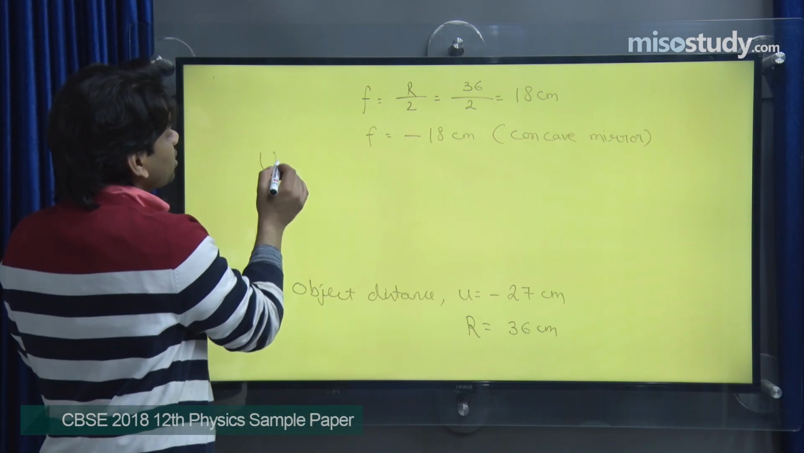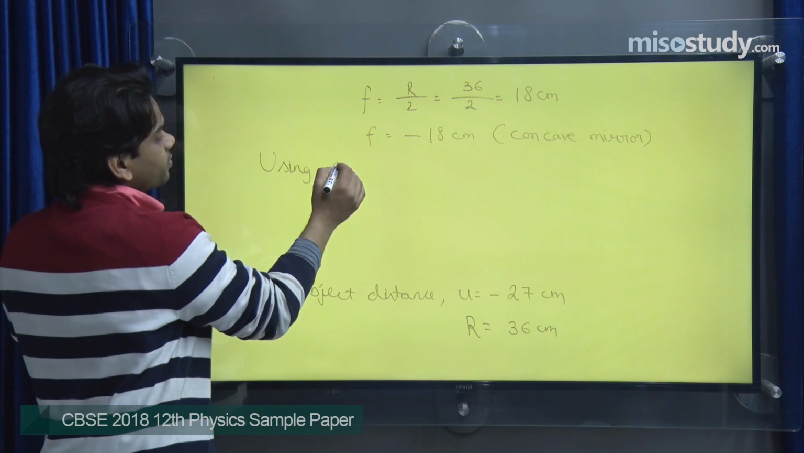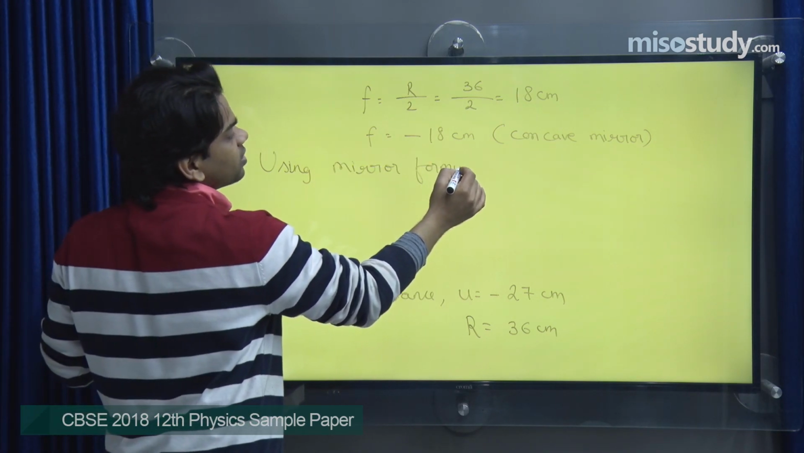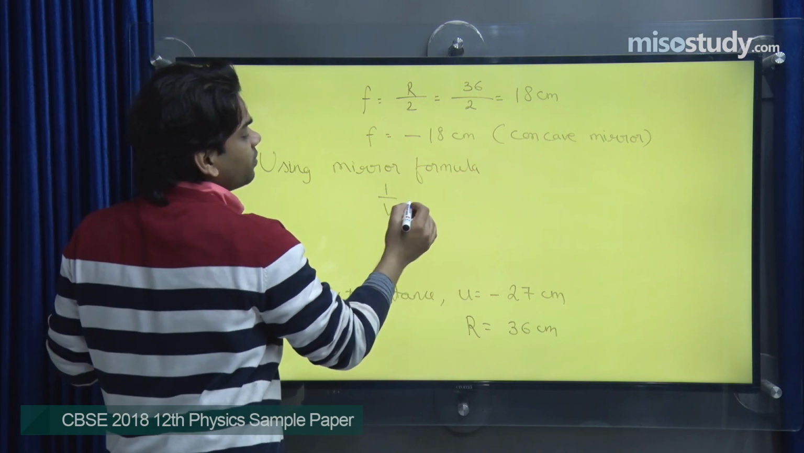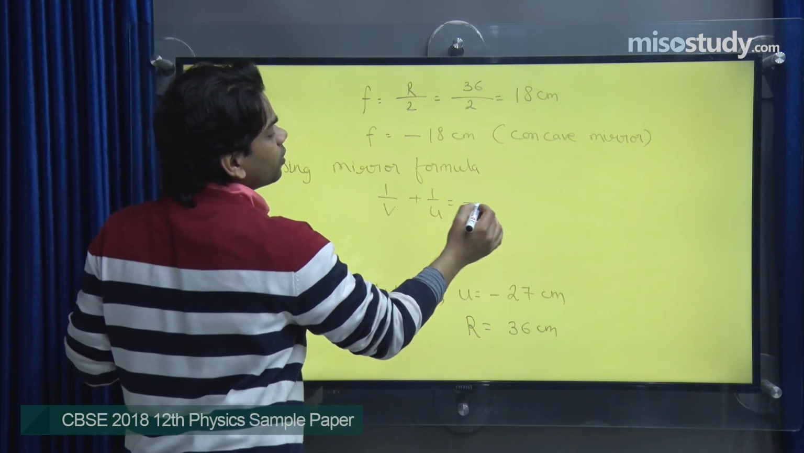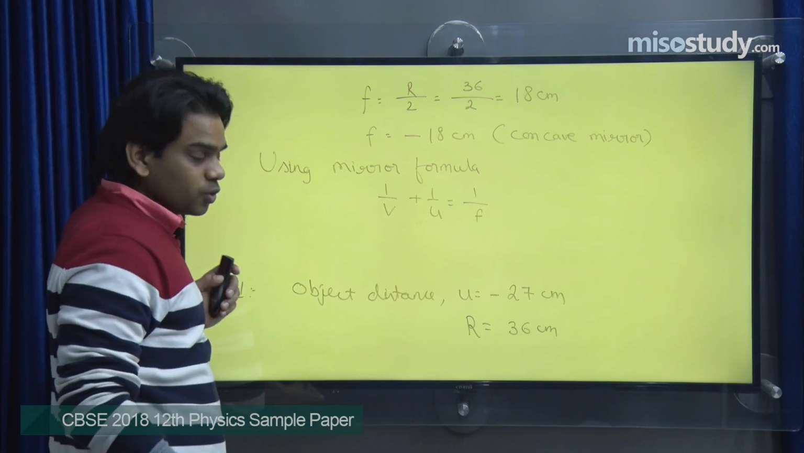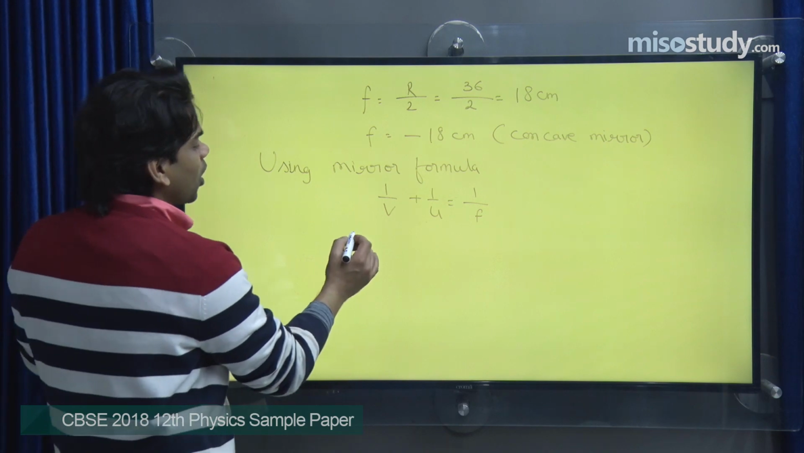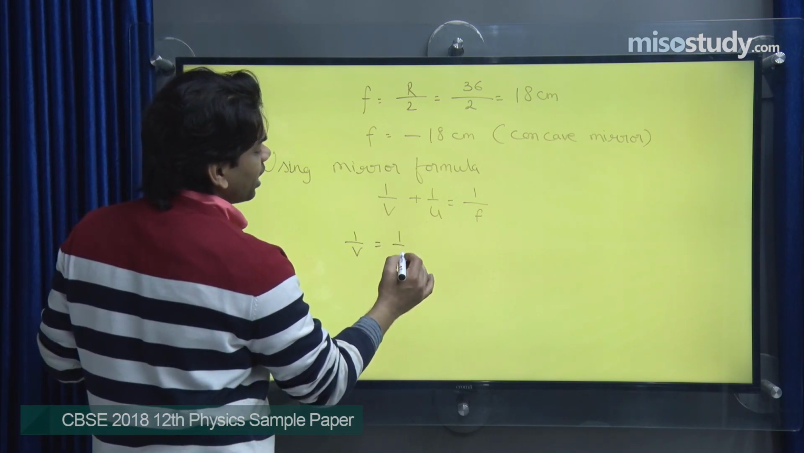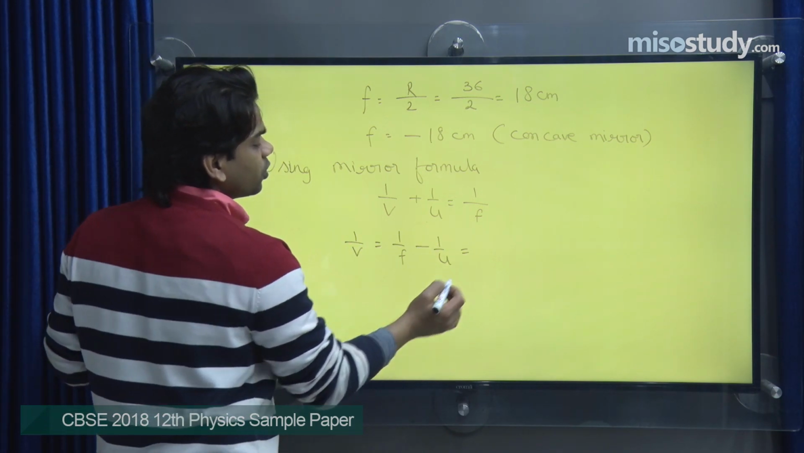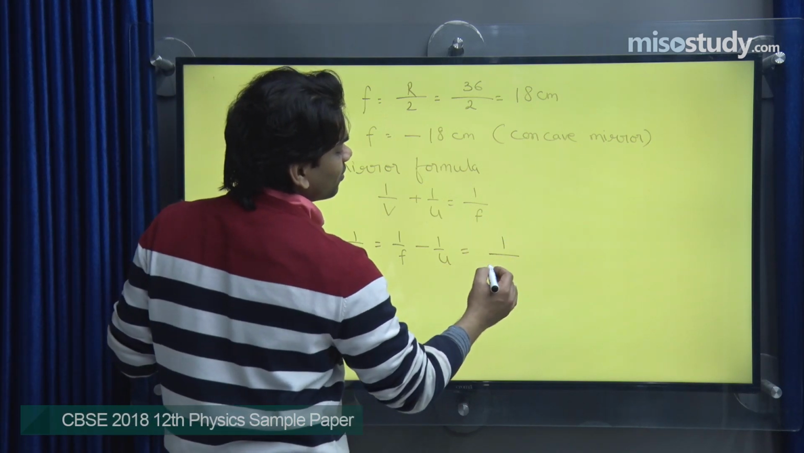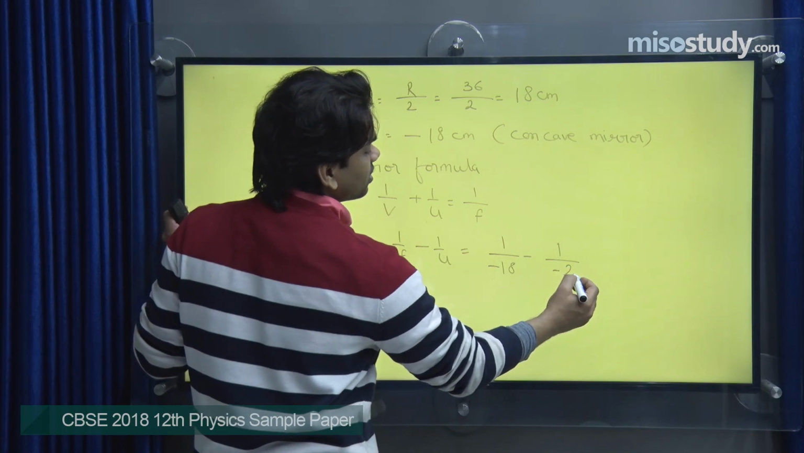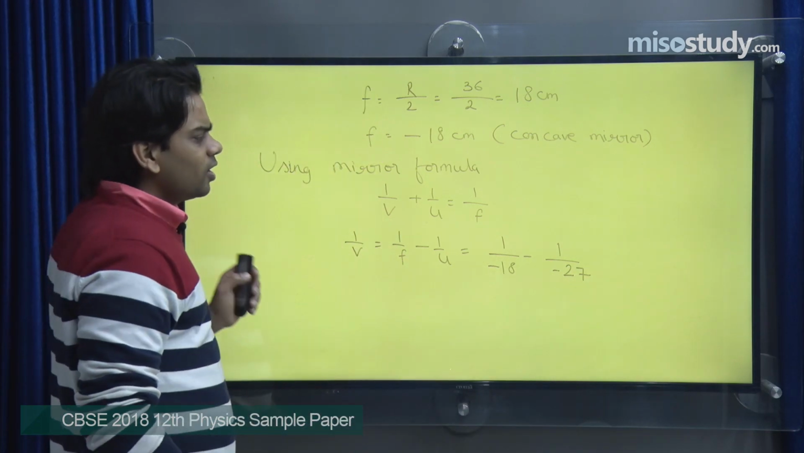So using mirror formula, mention some statements every time, whatever statements you are going to use. So 1 by v plus 1 by u equals to 1 by f. Use it. You will get the required answer. 1 by v will be how much? It will be nothing but 1 by f minus 1 by u. Substitute the values. 1 by f, that is 1 upon minus 18, minus 1 upon u, u is actually minus 27. So what are you going to get?